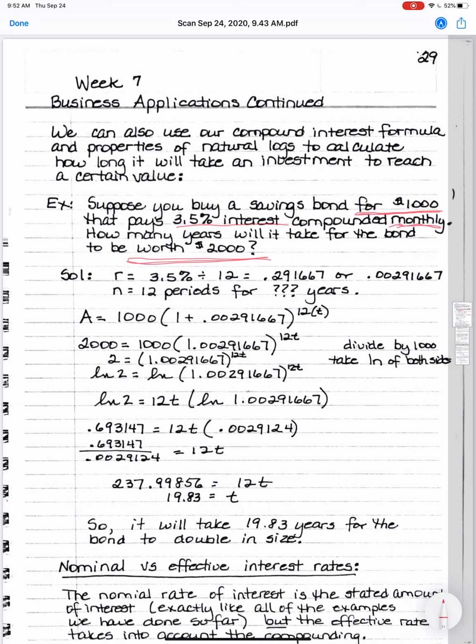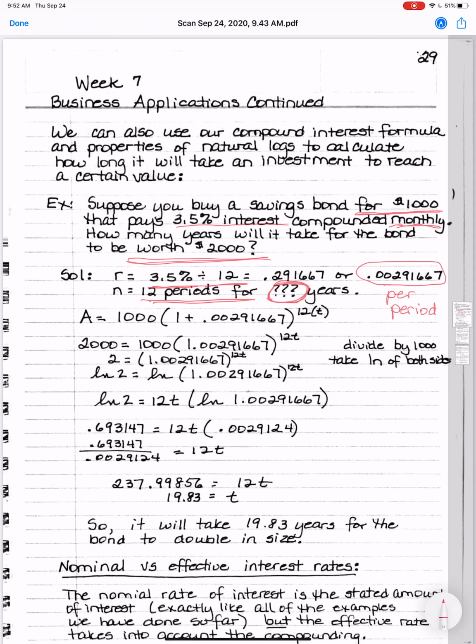How long will it take $1,000 to grow to $2,000? Well, we know our R is 3.5% compounded monthly. So that is going to be 0.002916667 per period. You just take your stated percentage rate and divide it by 12, since that's compounded monthly. And we know we're going to have 12 periods per year, but what we don't know is for how many years. That's what we're trying to figure out.